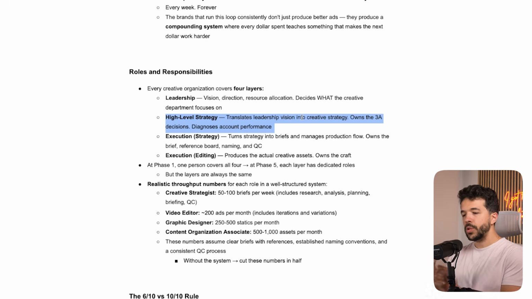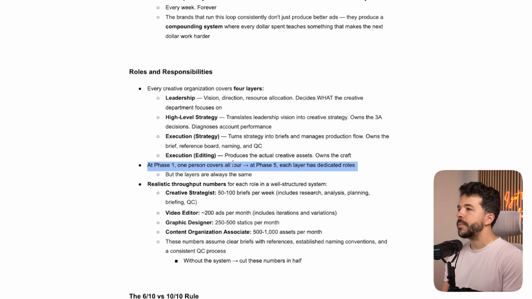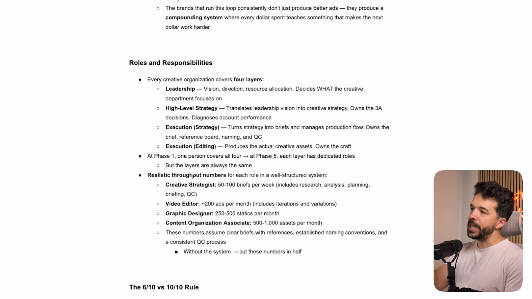And then you have the execution piece. The execution piece in terms of strategy is turning that strategy into actual briefs. And then the execution part in terms of editing is where the video editors simply produce the actual creative assets. At phase 1, one person usually covers all 4. At phase 5, each layer has dedicated roles. But the layers are always the same, meaning that you want to make sure that each layer has one responsible person.